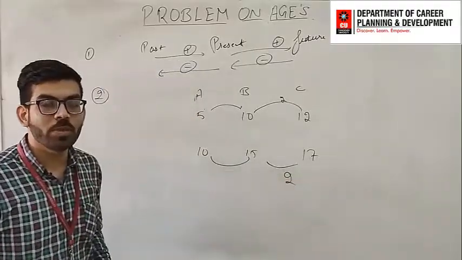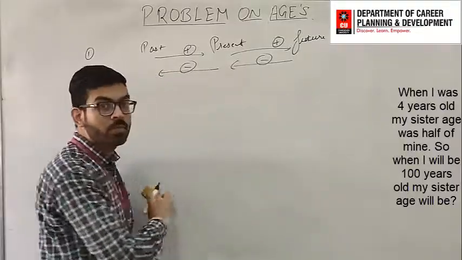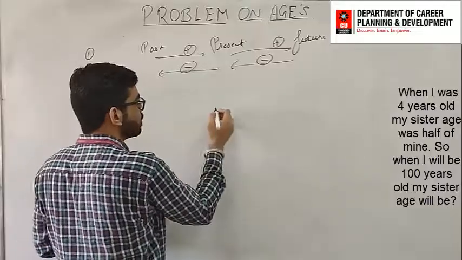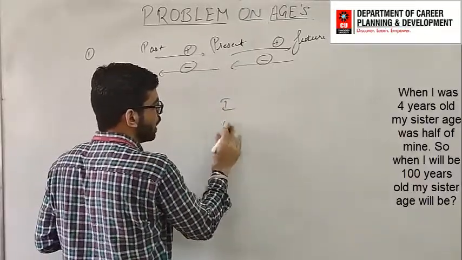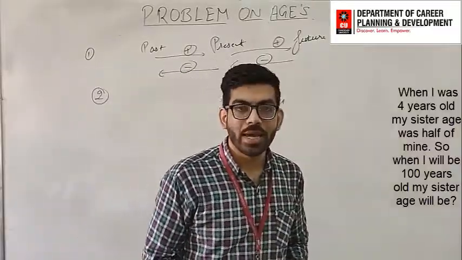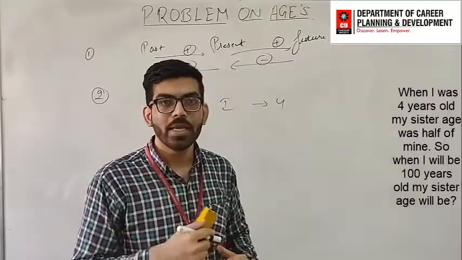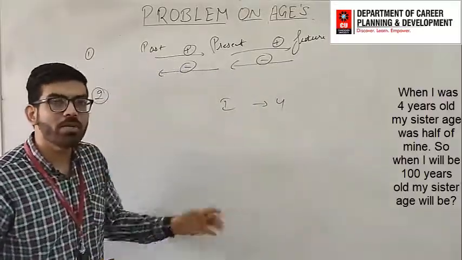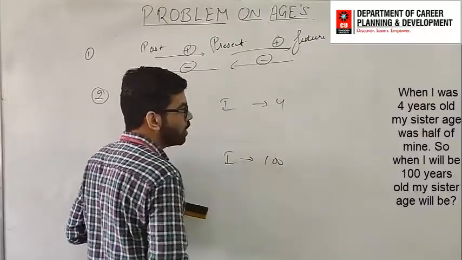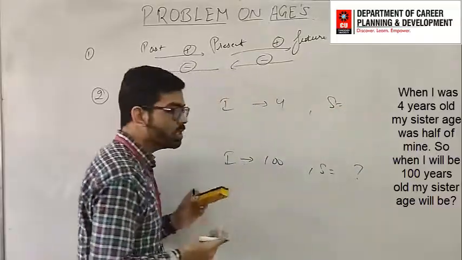Let's see a simple example from here. Suppose when I was 4 years old, my sister was half of my age. In the same way, when I will be 100 years old, my sister's age will be what?